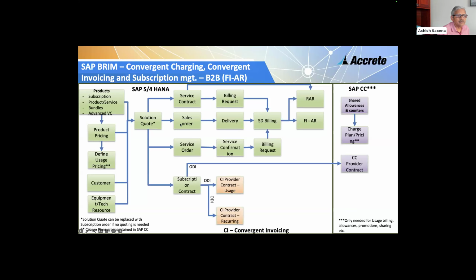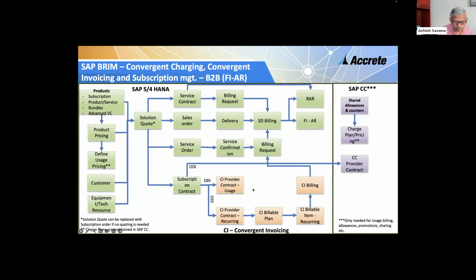So the fourth thing is, the solution code creates something called a subscription contract. This subscription contract is replicated to convergent charging using a provider contract. There is an ODI framework, which SAP CRM also had and SAP S4 also has. So the same framework has to be used. There are different steps which can be defined there. The ODI framework also creates a convergent invoicing provider contract for usage-based billing. And you can have a provider contract for recurring billing as well. So you can define billing plans in convergent invoicing as well.